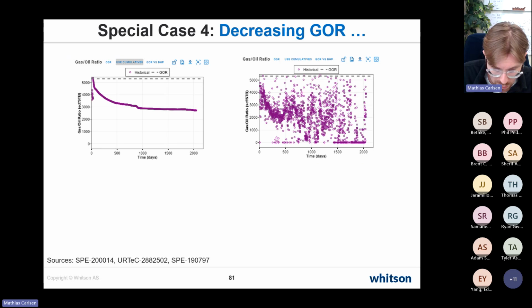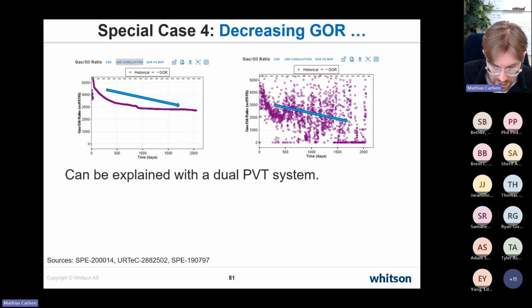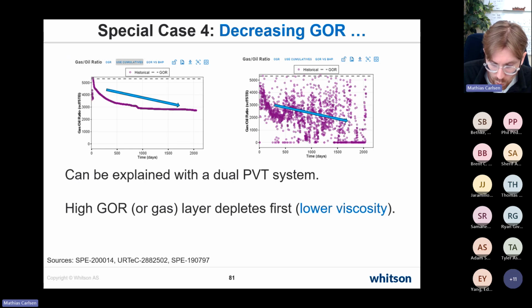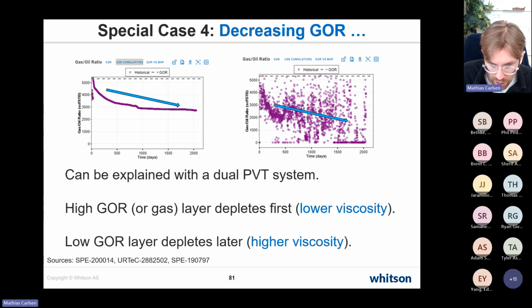the only way I know how to model decreasing GORs is with a dual PVT system, where you have a higher GOR gas layer that depletes first, with lower viscosity, and then a lower GOR layer that depletes later, so that has higher viscosity. That's the only way, at least, I've been able to model it. But if you have a case like that, let me know. It'll be interesting to work on it, but I very seldom see it in my day-to-day work.